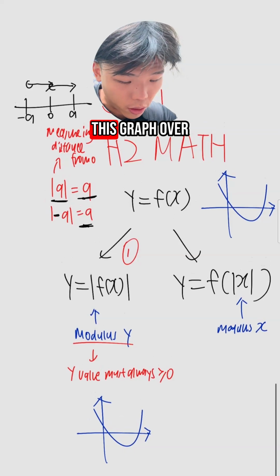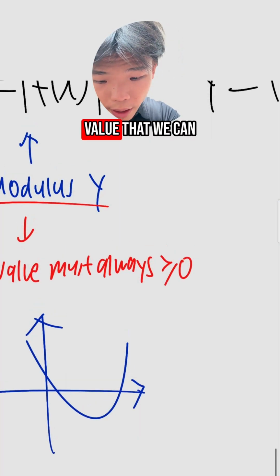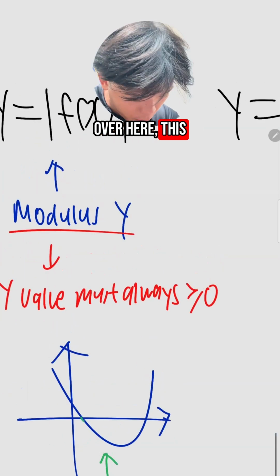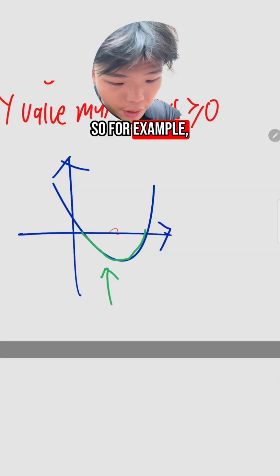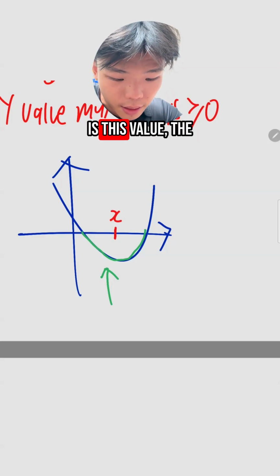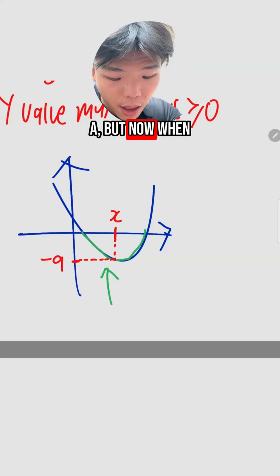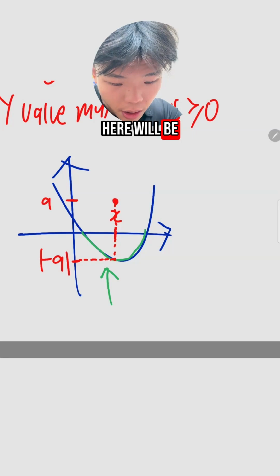So if we were to zoom into this graph over here, I'm just going to unlock this and zoom in here. The original y value that we can see is negative. Actually, the bottom portion over here, this whole portion, it's all negative. But we know that it has to be positive now. So for example, when x over here is this value, the corresponding y value is here. And let's say here is negative a. But now when we modulus it, it becomes positive a. So now x over here will be here instead.